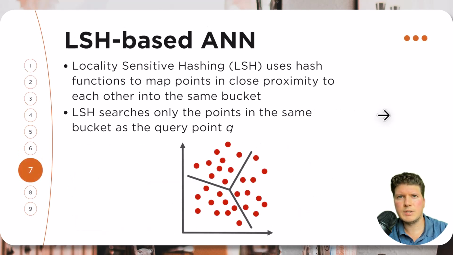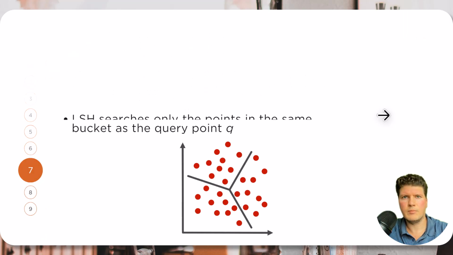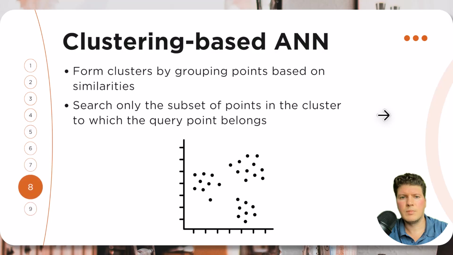In LSH-based ANN, we use hash functions to map points in close proximity with each other into the same bucket. Then we only need to search for points belonging to the same bucket as the query point q. In clustering-based ANN, we first form clusters by grouping points based on similarities. Then we only search the subset of points in the cluster to which the query point belongs.